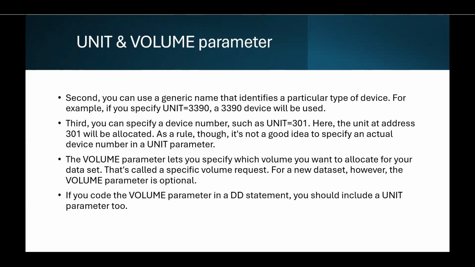The volume parameter lets you specify which volume you want to allocate for your data set. That's called a specific volume request. For a new data set, however, the volume parameter is optional. If you code the volume parameter in the DD statement, you should include a unit parameter too. So most of the time, when you are working on a new data set, the volume parameter is optional. So this is all about the unit and volume parameter.